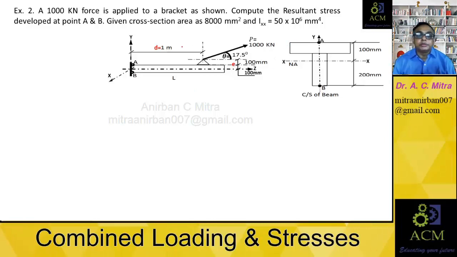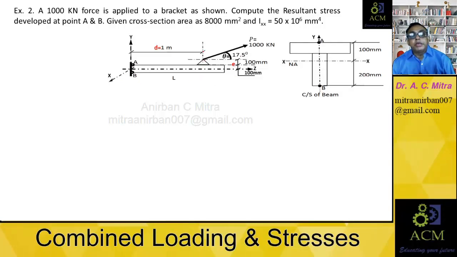P sin theta. Due to this horizontal force, at A and B a tensile stress is applied, which is the normal type of stress, as well as due to this eccentricity from the center of the beam, some bending moment is also applied. So bending stresses are also produced at A and B points.